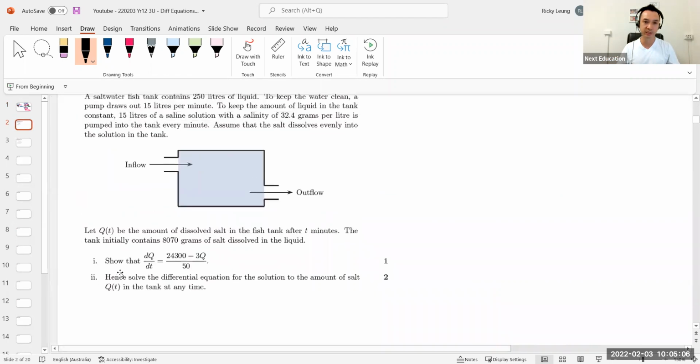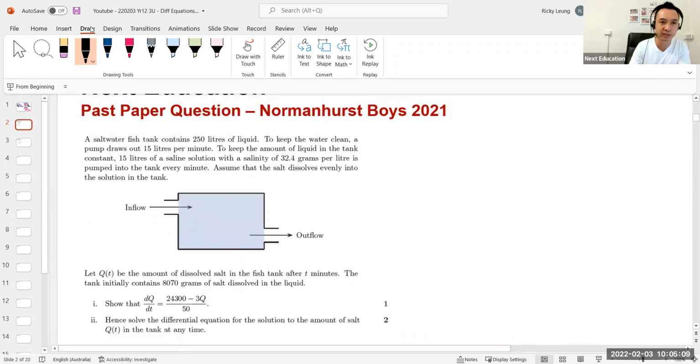Now, there's a lot of words here, so let's skip to the chase and just highlight the things that are key. This is from Normanhurst Boys, Lahey Strauss. A saltwater fish tank contains 250 liters of water or liquid. Just to be clear, that is the initial volume. So V0 is 250 liters.